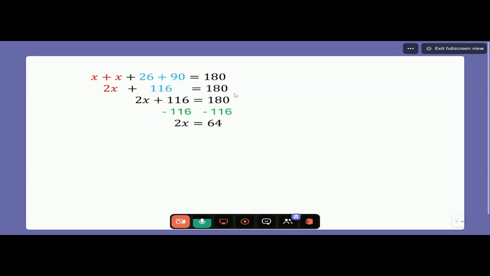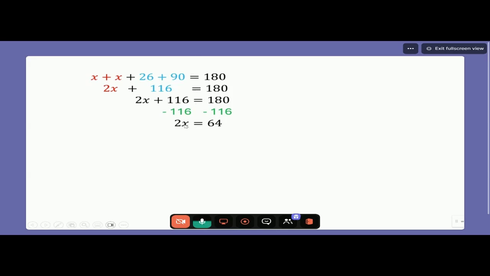Well, 2x plus 116 minus 116. What happens when you add 116, then subtract 116? That's just 0. So this is 2x plus 0. Of course, we'll just write 2x for that. Over on the right, 180 minus 116. That is going to work out to be 64. Again, look at our equal signs lined up.